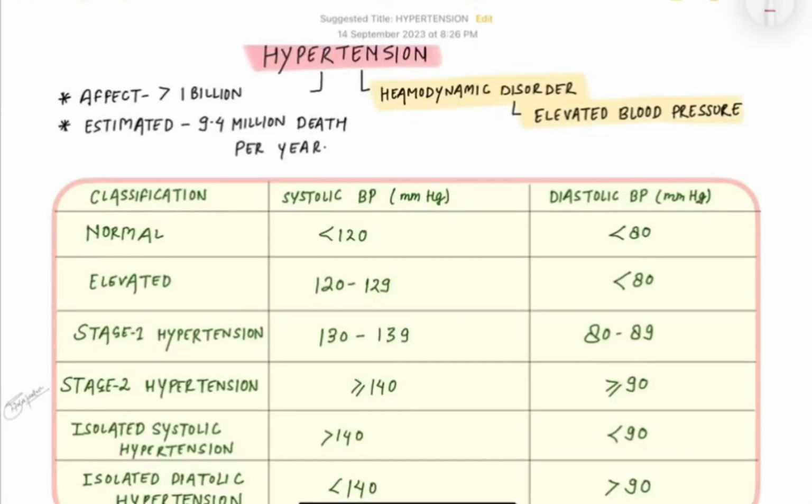Hypertension is a hemodynamic disorder that presents with elevated blood pressure. More than 1 billion people are affected with hypertension, and it is estimated to cause about 9.4 million deaths per year.